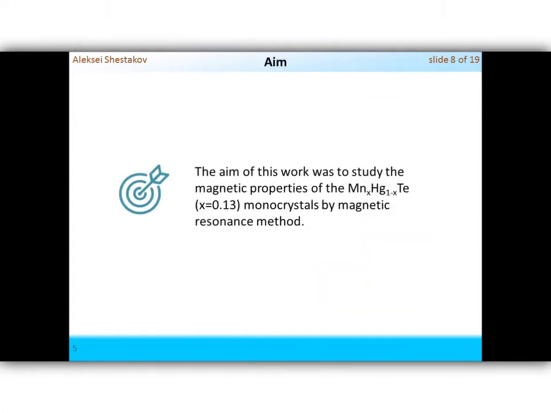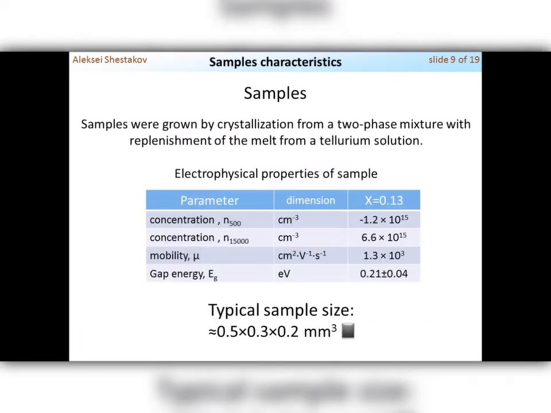The main properties of this compound are well known, but the study of these crystals by magnetic resonance is new. Therefore, the aim of our work was to study the magnetic properties of manganese mercury tellurium monocrystals by the magnetic resonance method, where the mole fraction of manganese ions is 13%. The sample was grown by crystallization from a two-phase mixture with replenishment of the melt from a tellurium solution. Electrophysical properties of our sample are shown in a table. Our sample is a narrow-gap semiconductor.